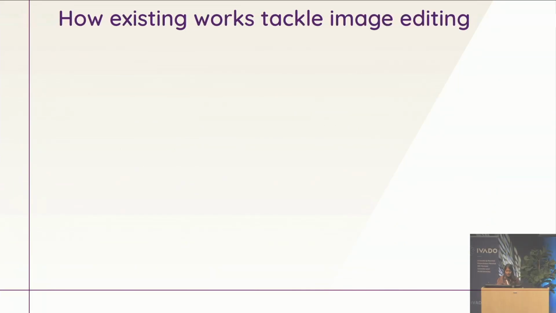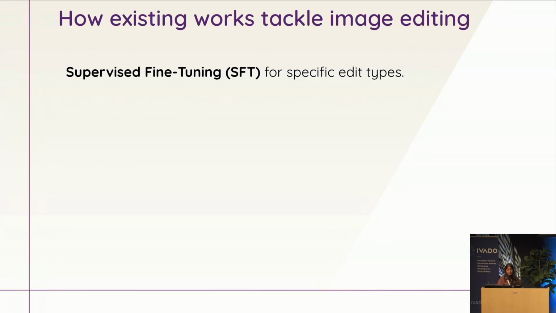Okay, so now speaking of what are the typical paradigms of tackling this task of image editing. The most common one is the supervised fine-tuning paradigm, where a lot of the work in this space focuses on building image editing models for specific types of edits. So either training the model for just action edits or training the model just for object and attribute edits, and so on. So of course, this is not general purpose.